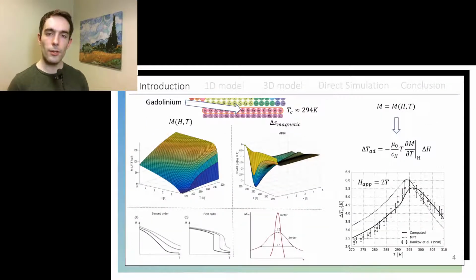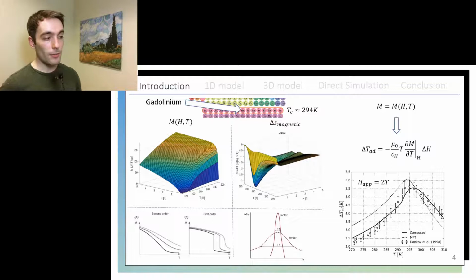So the most commonly used magnetocaloric material in prototypes has been gadolinium metal, which is an element of the periodic table in the group of lanthanides, and it has been used for this purpose because it has a transition temperature that is close to the ambient one. So we know the magnetization of gadolinium for a given internal magnetic field and temperature, and from there we can calculate the change in magnetic entropy of gadolinium.